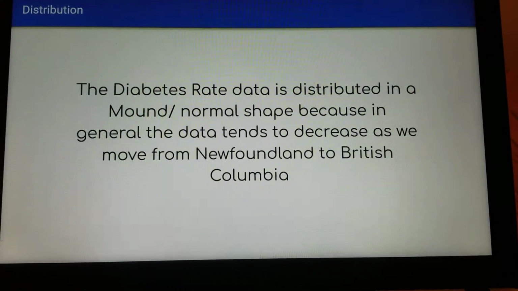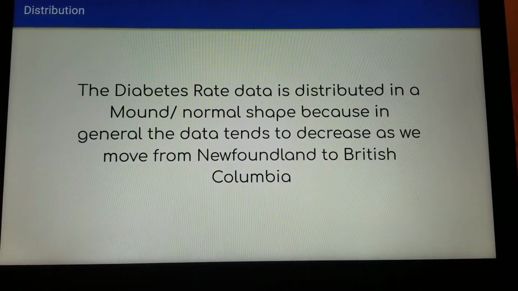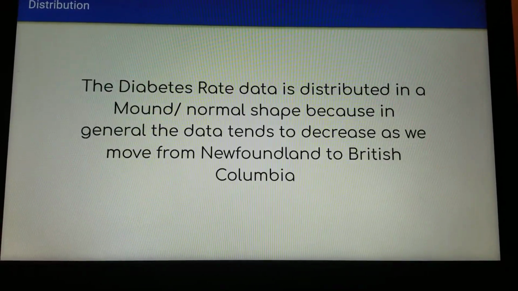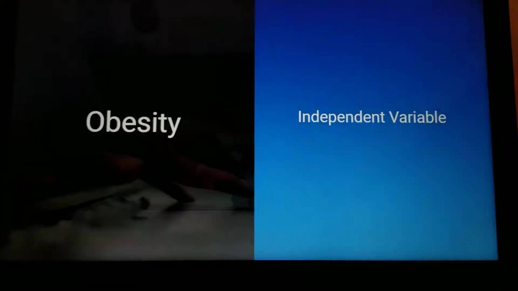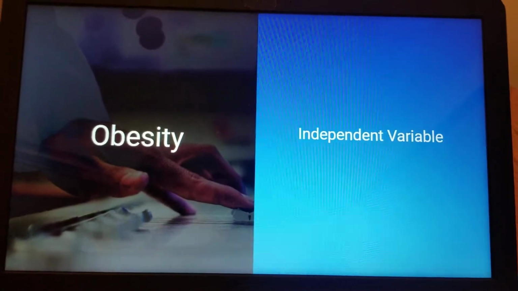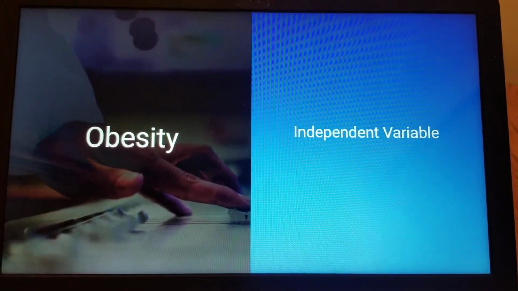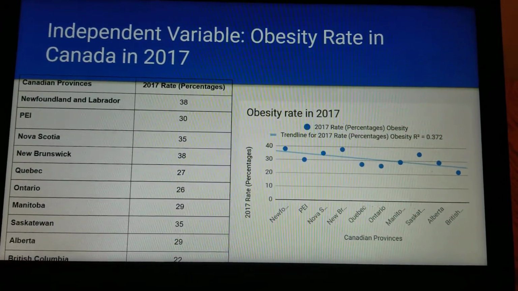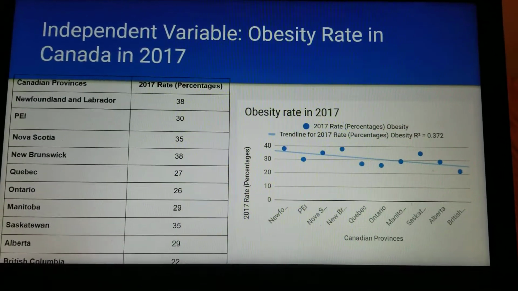So the diabetes rate data is distributed in a mound/normal shape because in general the data tends to decrease as we move from Newfoundland to British Columbia. So my first independent variable is obesity. So here again are the graphs and the data set for obesity rate in 2017 in Canada.